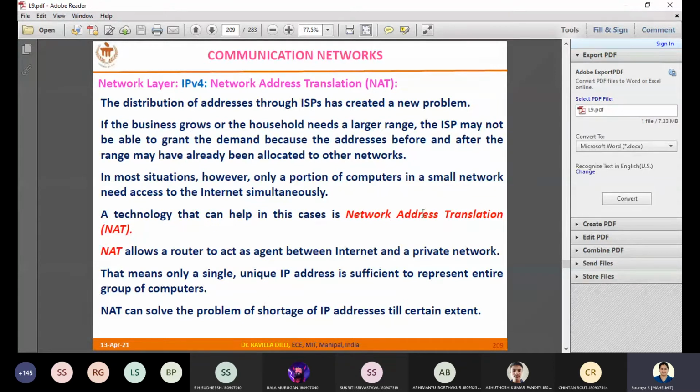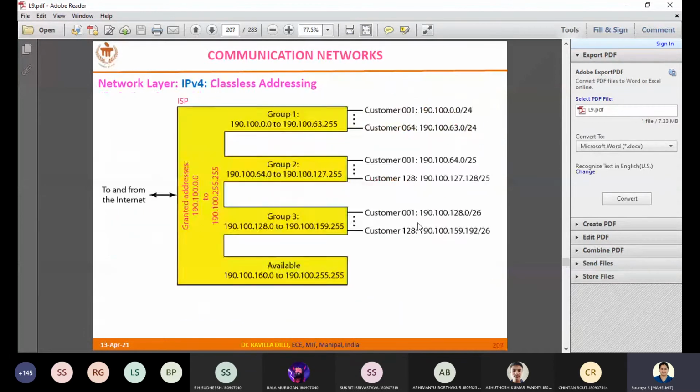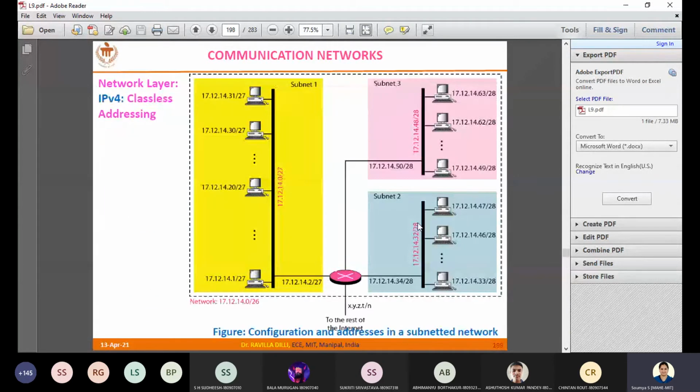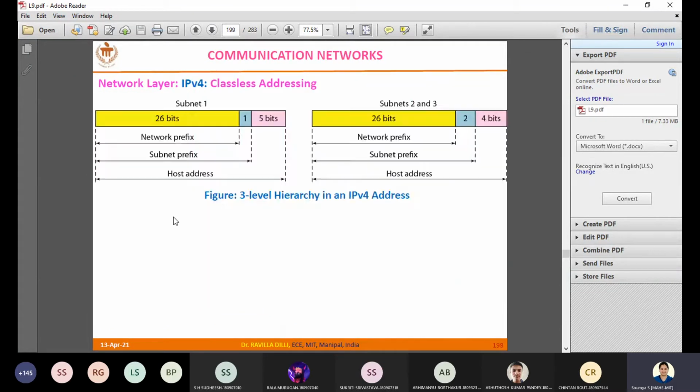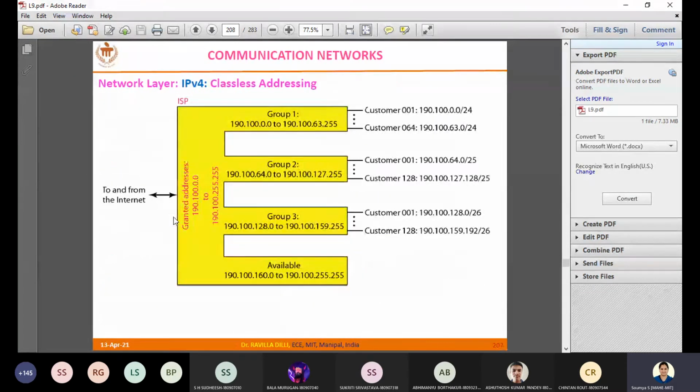This network address translation is something similar to what we have seen in our previous slide. Look at this. The network itself has an IP address of 17.12.14.0/26. This is what will be visible to the outside world, whereas we know that each host has a different IP address instead. This is called network address translation.